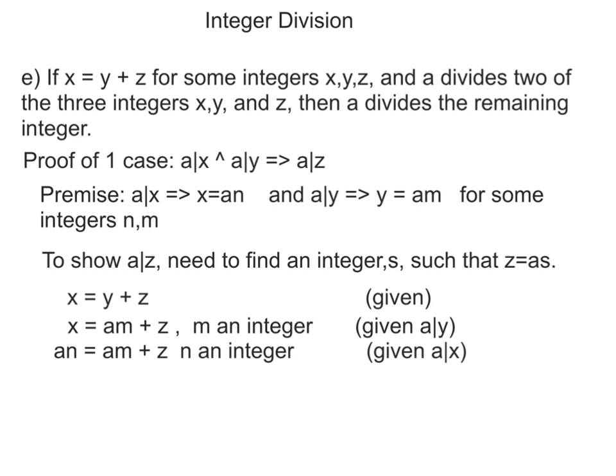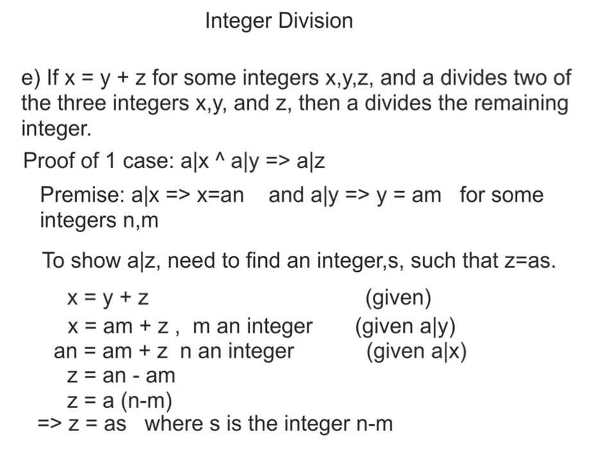I can also rewrite my x as a times some integer n because I was given that a divides x. And again, I kind of wrote that up here. So with a little bit of algebra, I could get that z equals a times (n minus m). Then I have that z equals a times s, where s is the integer we get when we subtract n minus m. And here I am done with my proof because a divides z by definition of divisibility.